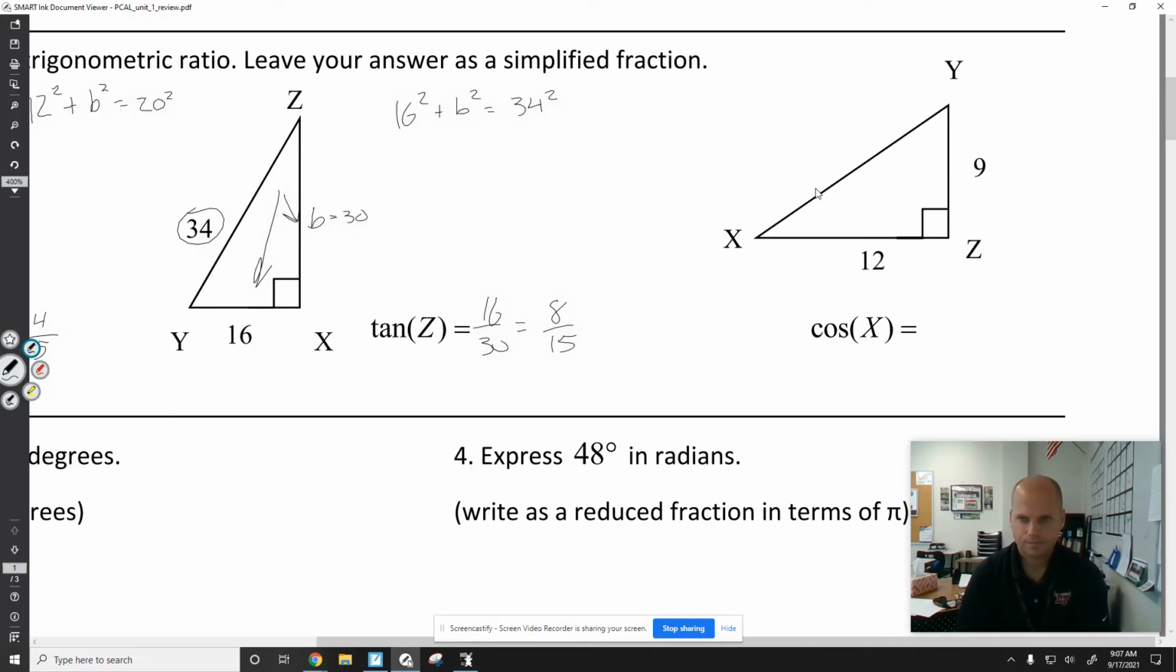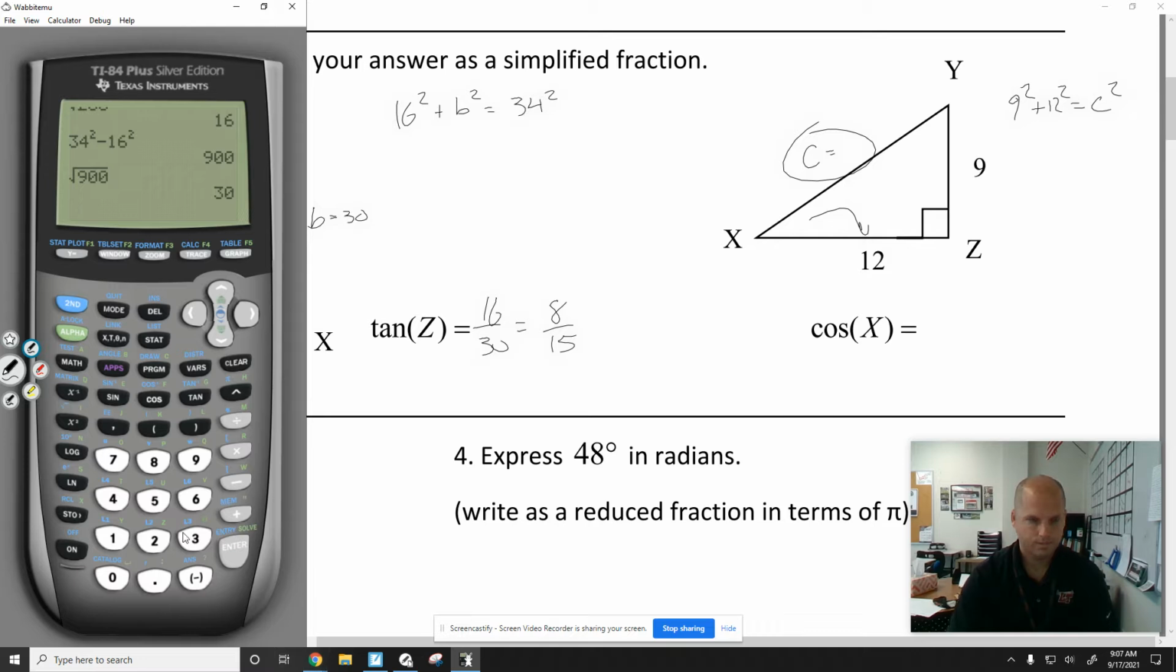Cosine x. Here's the adjacent. Here's the hypotenuse. I don't know what the hypotenuse is, so I got to find it. A squared plus b squared equals c squared. Making sure you have the Pythagorean theorem set up correctly. I think this is going to be 25. Yep. 15. So adjacent over hypotenuse. Divide the top and bottom by 3, 4/5.